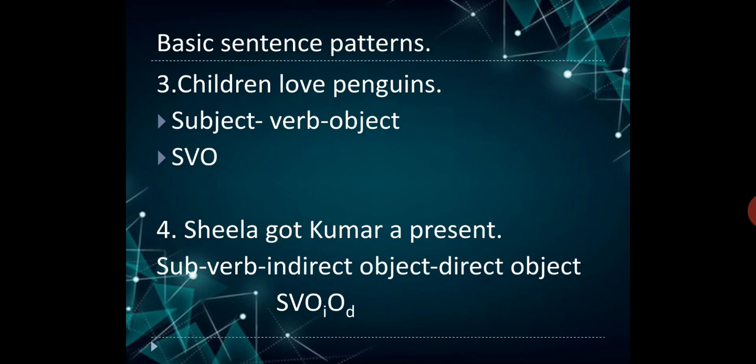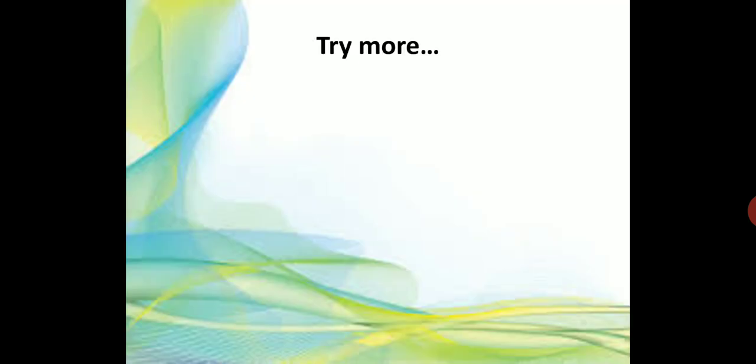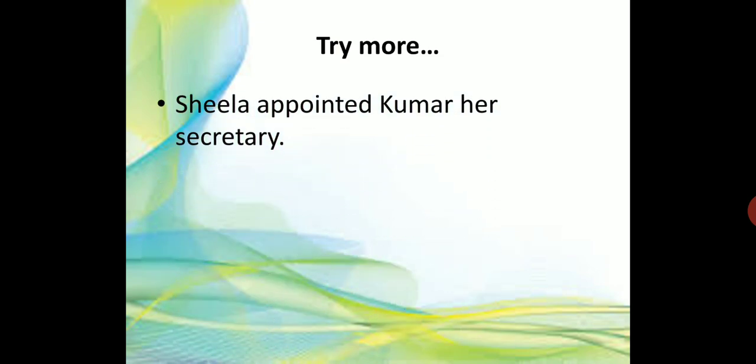So, Sheila got a present. For whom? For Kumar. So here Kumar becomes the indirect object. I hope it's clear now. These basic understandings, just keep them clearly in your mind. Let's try a few more patterns in English. I hope it's getting easier now.